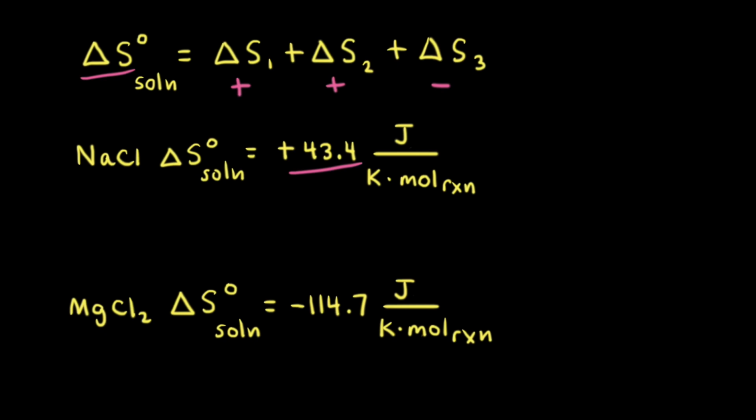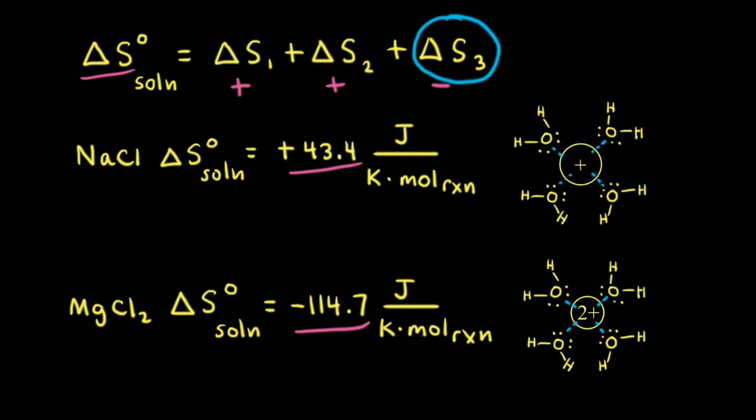An example of a substance that has a negative value for delta S naught of solution is magnesium chloride. At 25 degrees Celsius, delta S naught of solution is equal to negative 114.7 joules per Kelvin mole of reaction. The main reason for the difference in entropies for these two substances has to do with the third step, so the magnitude of delta S3.